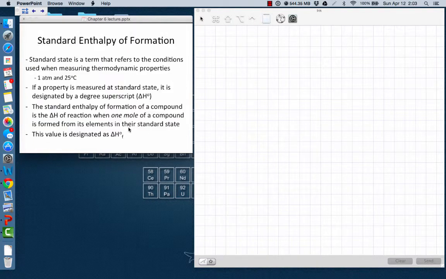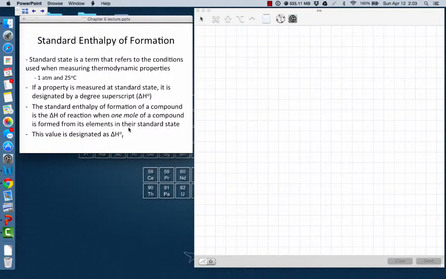All right, let's go on to the next section, which is standard enthalpy of formation. Okay, so when we say standard state, it's different. It's not the same as standard temperature and pressure that we used with gases. Standard state is a different form that we use when we talk about enthalpy, okay, when we talk about thermodynamics in general. So that's 1 atm and 25 degrees C. If you remember, STP was 1 atm and 0 degrees C, so this is a little different. Just know that there's a difference. So standard state is 1 atm and 25 degrees C.